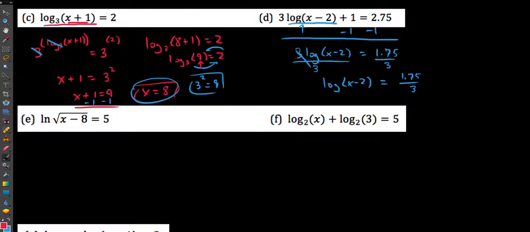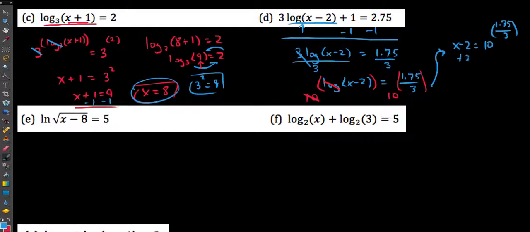And then the next thing we're going to do is, since we have the log by itself, I'm going to wrap parentheses around both sides, and I'm going to cheat a little bit. We're going to exponentiate both sides with a base of, get this, 10. Remember that our common log has a base of 10. But if I do this, what I'm really going to end up with is x minus 2 on the left equals 10 to the power of this gnarly fraction here, 1.75 thirds.